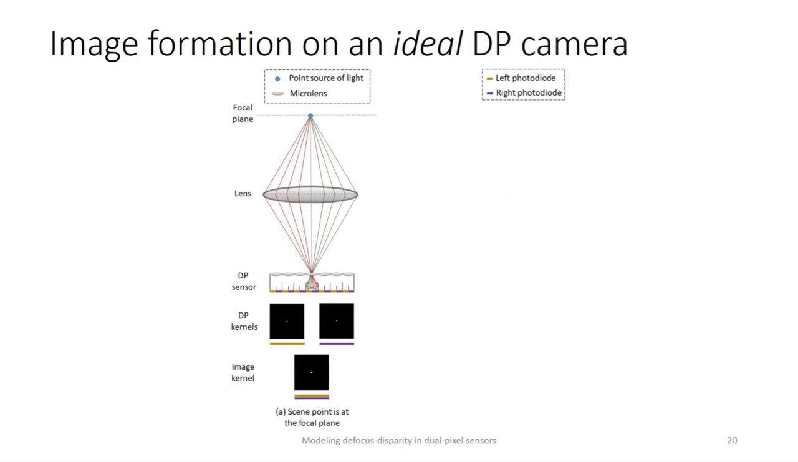Consider a scene point that is at the focal plane of the lens, that is, an in-focus scene point. Light rays emanating from this point travel through the camera lens and are focused at a single pixel. There is no disparity, and the blur kernel is an impulse in the left and right DP views as well as the image. Notice that the left half pixels integrate light over the right half of the aperture and vice versa.